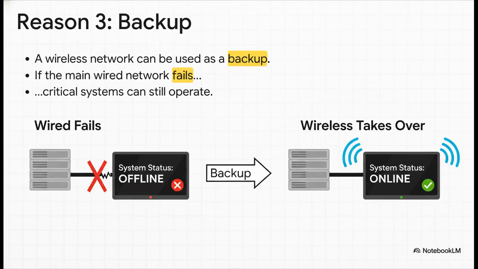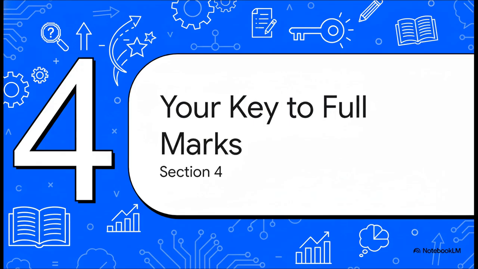And finally, we have resilience, or backup. What happens if the main wired network goes down? In a place like an airport, everything just grinding to a halt is a disaster. A wireless network acts as a crucial backup if the wired connection fails, making sure all the critical systems can keep running. It's a vital safety net. So there we have it. We've completely taken apart that question and built a perfect 7-mark answer.